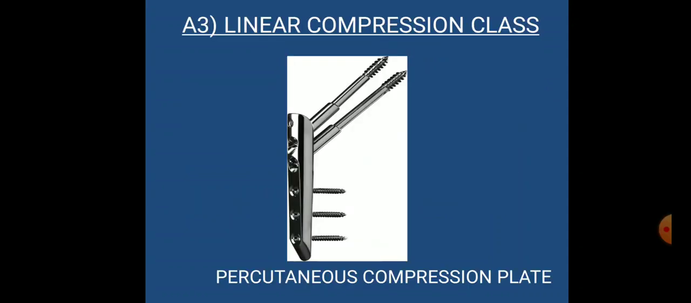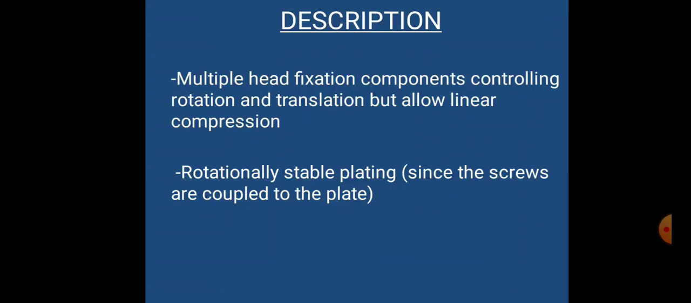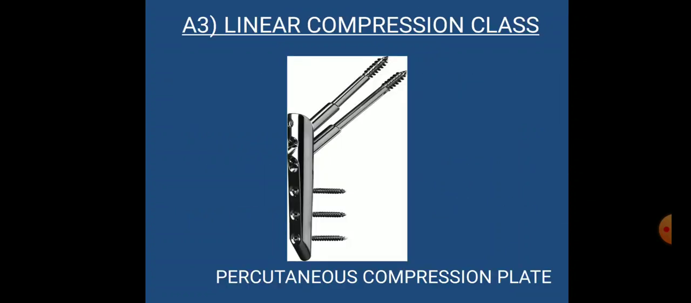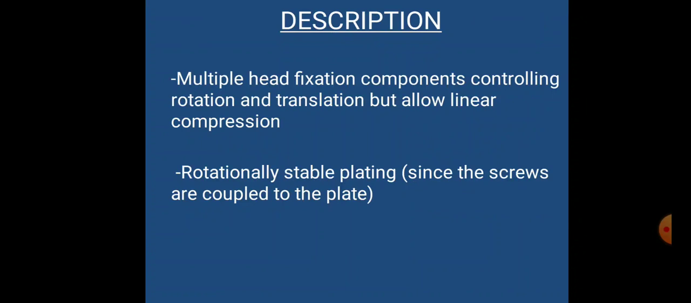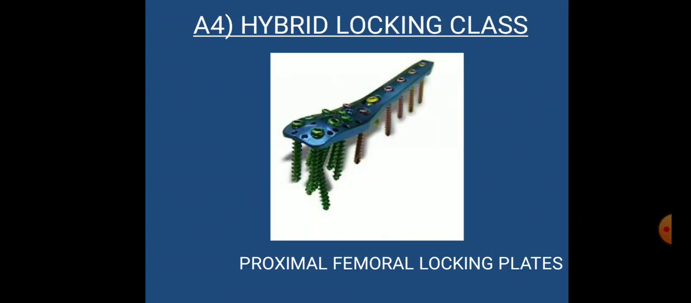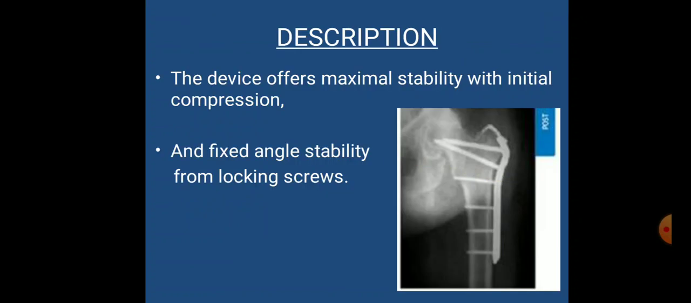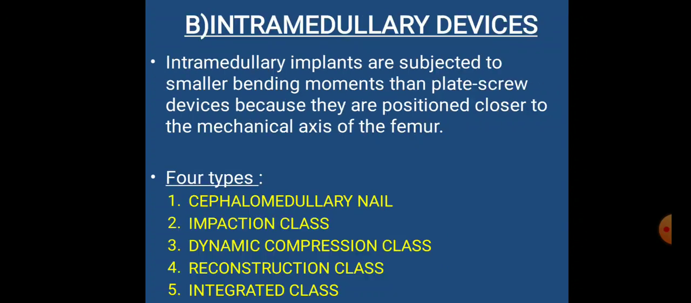Then there is the linear compression class, the percutaneous compression plate. You can see there is multiple head fixation present here. Multiple head fixation components control rotation and translation but allow linear compression. It is rotationally stable plating since the screws are coupled to the plate. This is a hybrid locking class, where proximal femoral locking plates will be used. The device offers maximal stability with initial compression and fixed angle stability from locking screws.